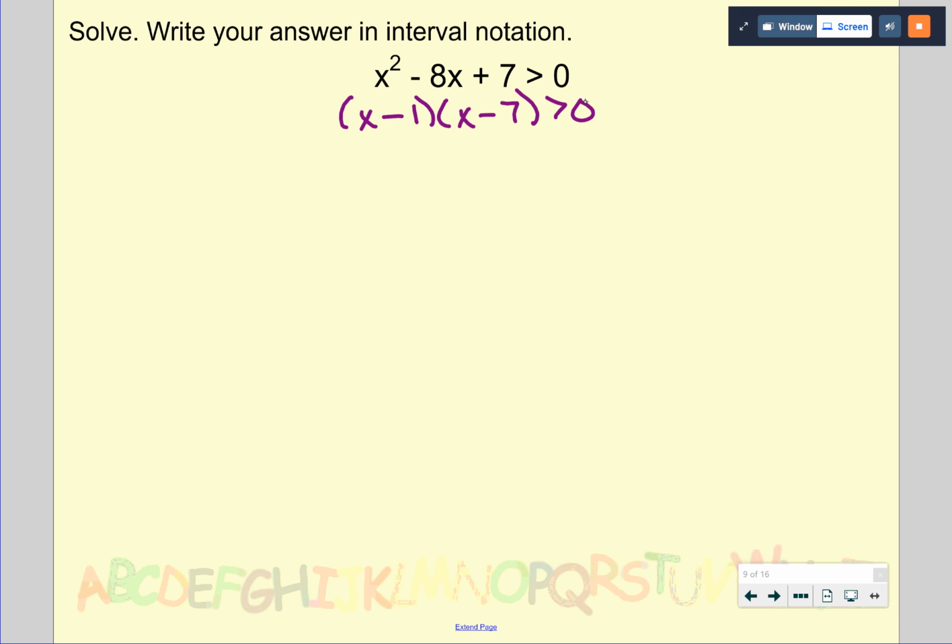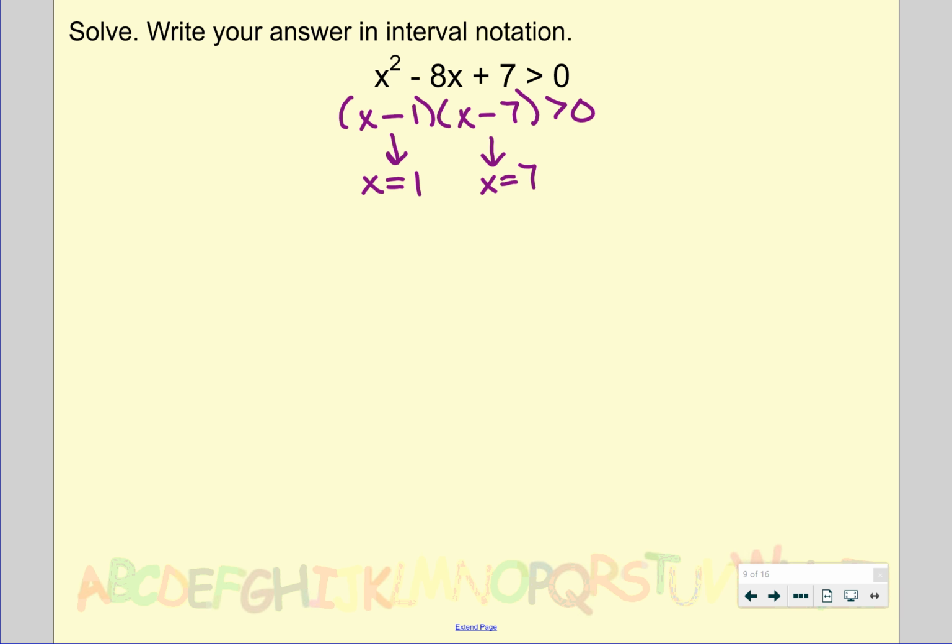And then imagine this was an equation. We would just take each of those factors, set them equal to 0, and get our zeros or our roots. So if I set this first factor equal to 0, I get x equals 1. And if I set the second factor equal to 0, I get x equals 7. Okay, so if it was an equation, we'd be done.